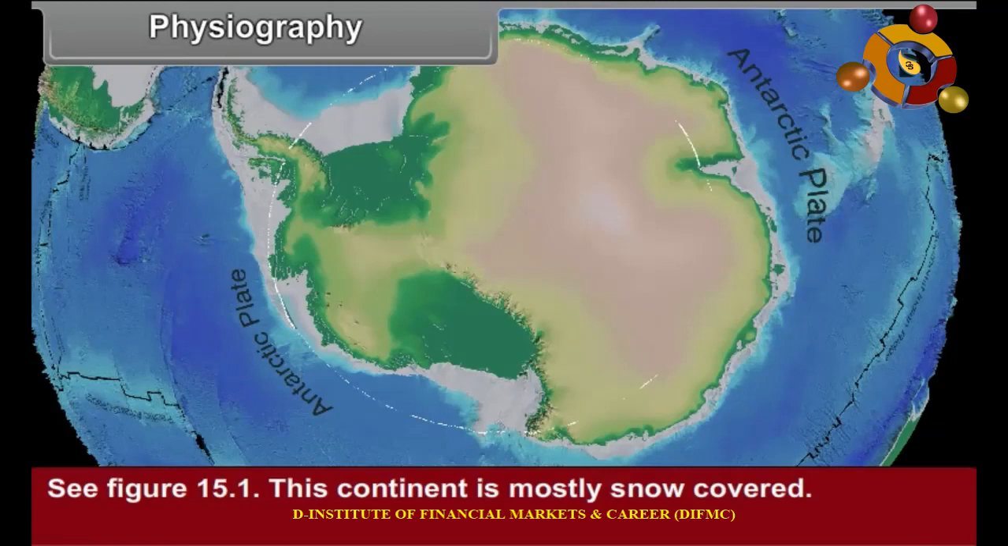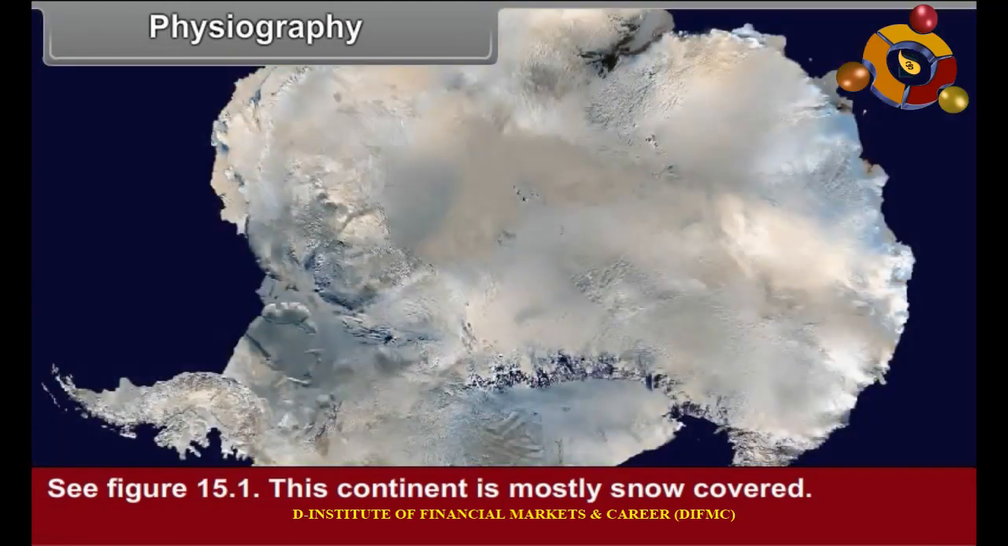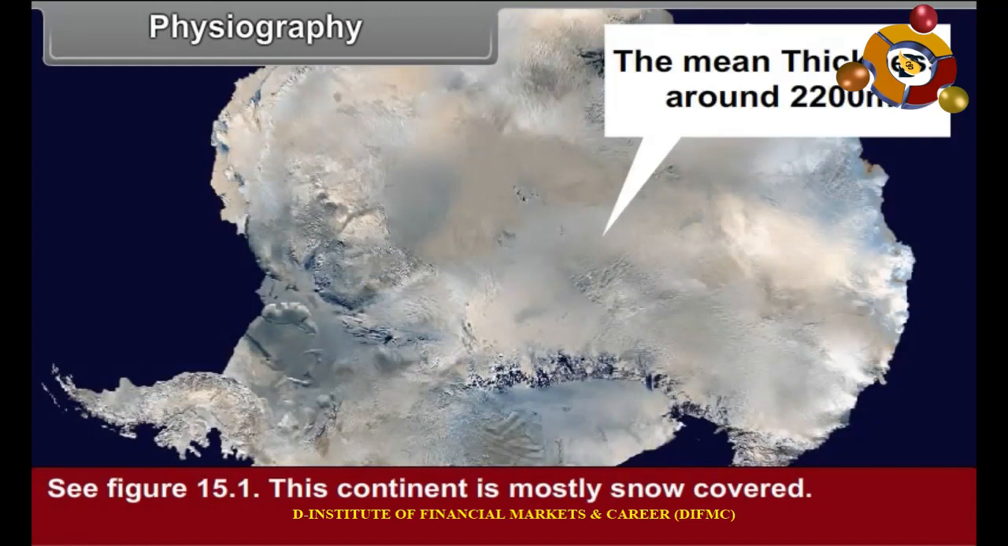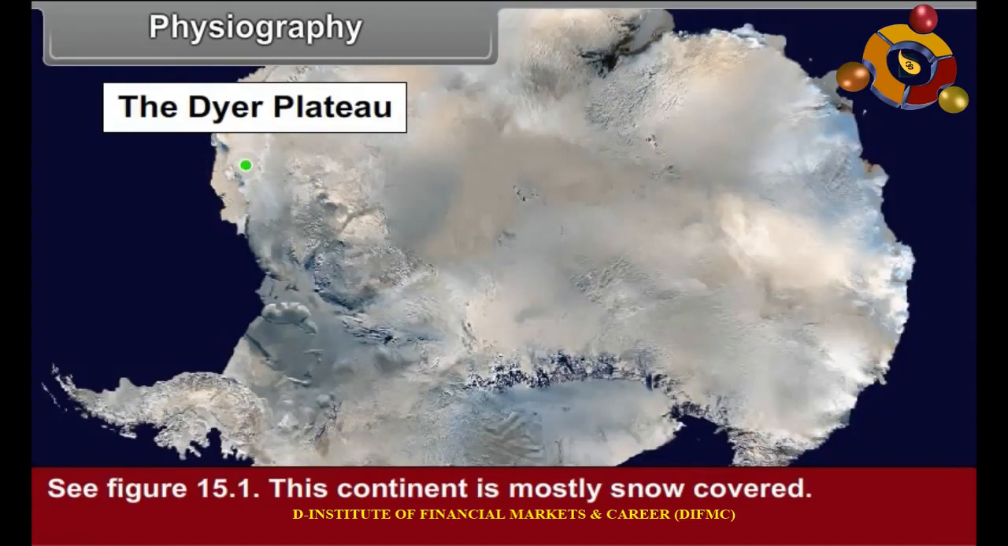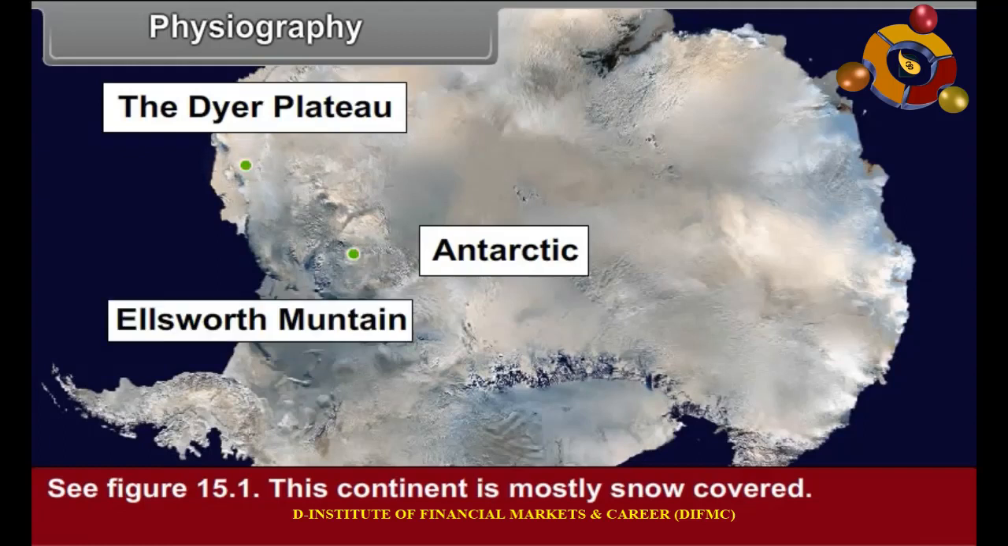Physiography. See figure 15.1. This continent is mostly snow-covered. The mean thickness of snow here is around 2,200 meters, whereas the maximum thickness is around 4,500 meters. The central portion of this continent is a plateau, and there are a few mountain ranges along the sides. The Dare Plateau is situated on the Antarctic Peninsula of this continent. Ellsworth Mountain is to the south of it.